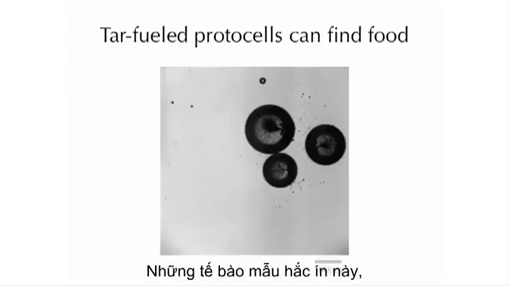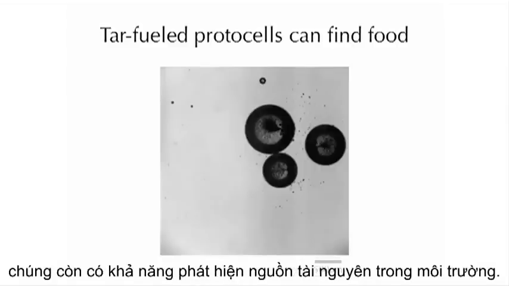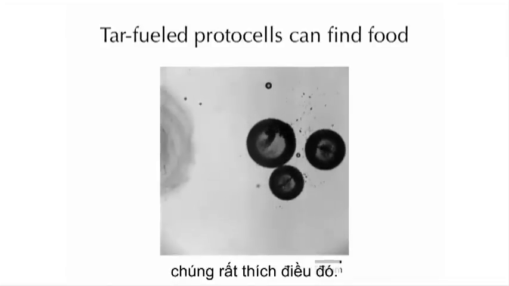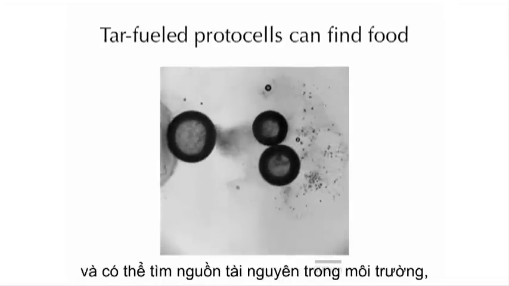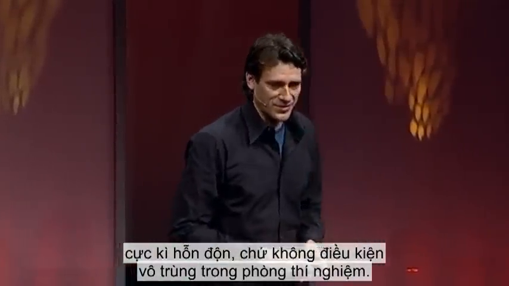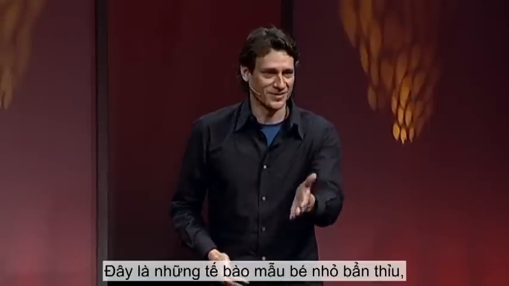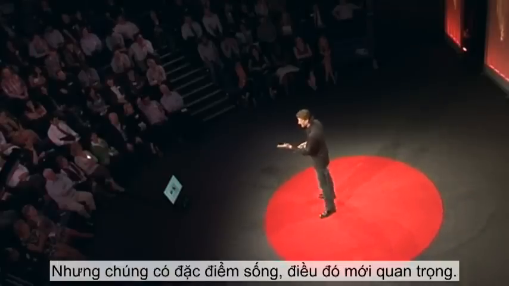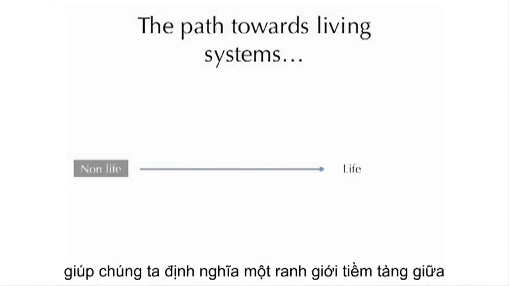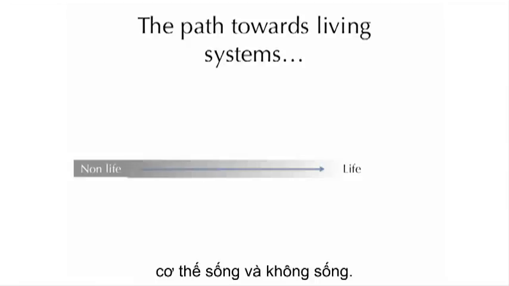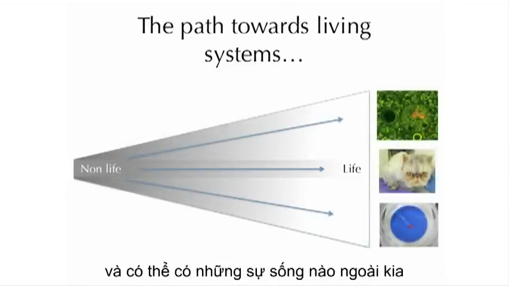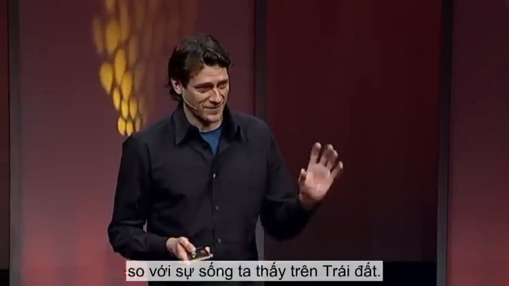These tar-filled protocells are also able to locate resources in their environment. I'm going to add some resource from the left here that diffuses into the system, and you can see they really like that. They become very energetic and able to find the resource in the environment, similar to what we saw before. But these are done in primordial conditions, really messy conditions, not sterile laboratory conditions. These are very dirty little protocells, as a matter of fact. But the point is they have lifelike properties. So doing these artificial life experiments helps us define a potential path between non-living and living systems. And not only that, it helps us broaden our view of what life is and what possible life there could be out there. Life that could be very different from life that we find here on Earth.